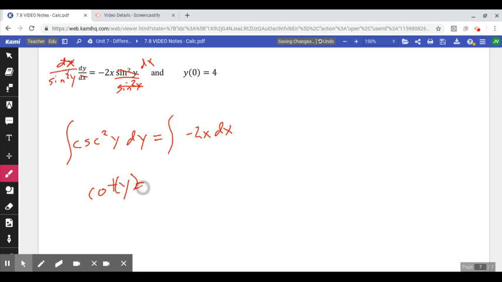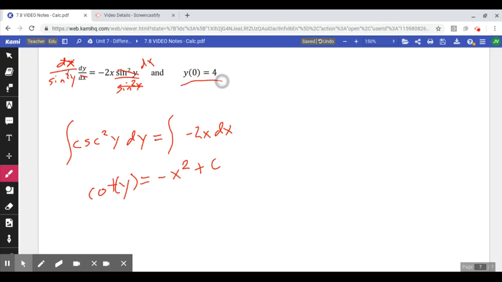Now that's going to be equal to the antiderivative of everything on the right-hand side, which happens to be negative x squared. In other words, the derivative of negative x squared is negative 2x. So that's a good thing to do when you're wondering if you found the correct antiderivative. Of course, we need the plus c on the right-hand side.